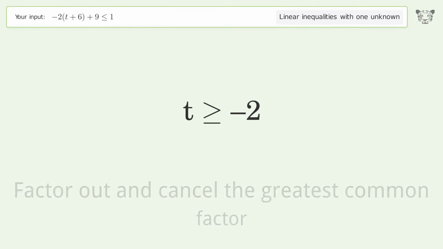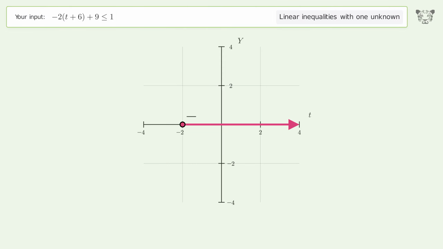Plot the solution on a coordinate grid. And so the final result is t equal or greater than -2.